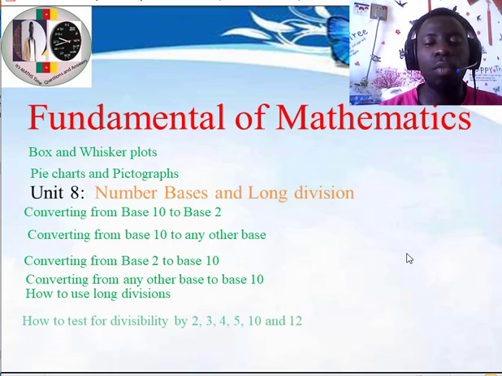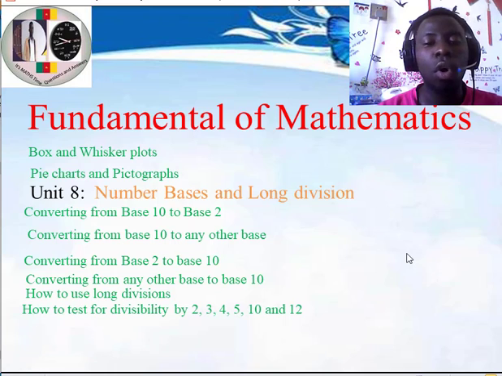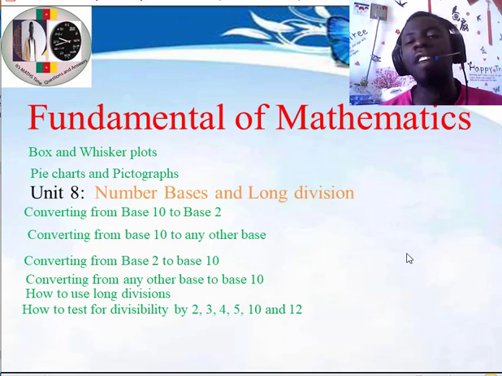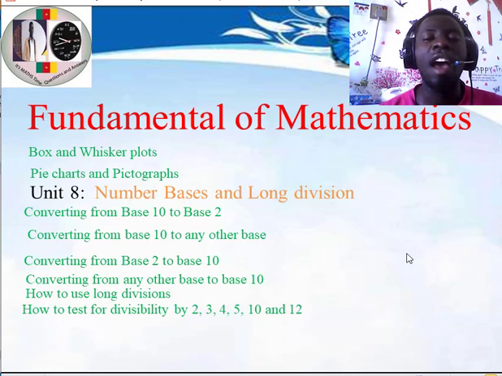And on that part, we are going to also know how to test for divisibility by 2, 3, 4, 5, 10, and 12. So we just look at a number and we can tell if this number is divisible by 2, 3, 4, 5, 10, or 12 by just looking. I will show you the first method on how to do this. And from there, we are going to look at assessment on unit 8.